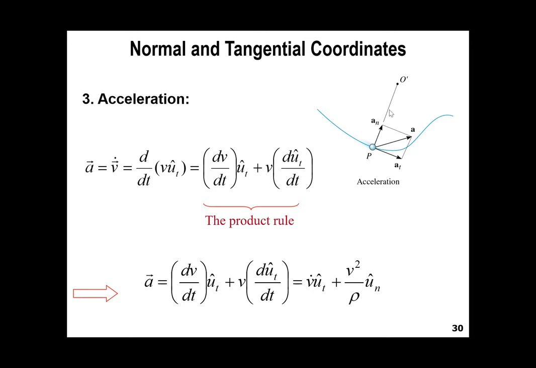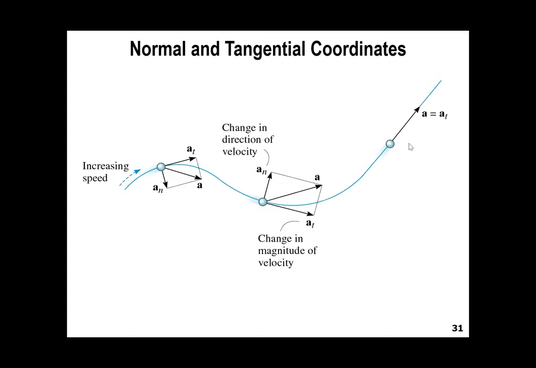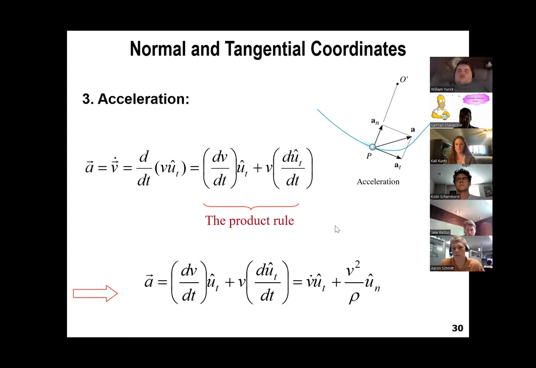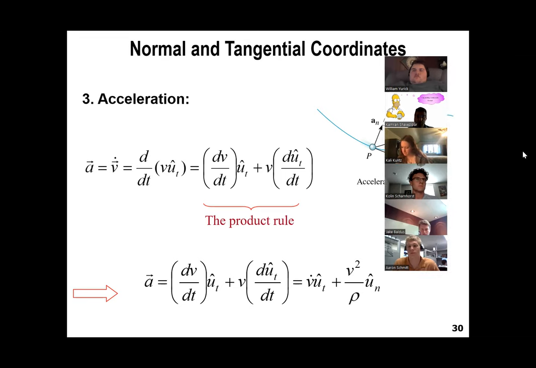And normal acceleration comes from the curvature of the path. So even if your velocity is constant, you may lose the tangential component of acceleration, but you still have the normal component of acceleration. And if you move on a straight line, let's go back here. You see v squared over rho. How much is the radius of curvature for a straight line? Zero. The radius of curvature for a straight line is zero.